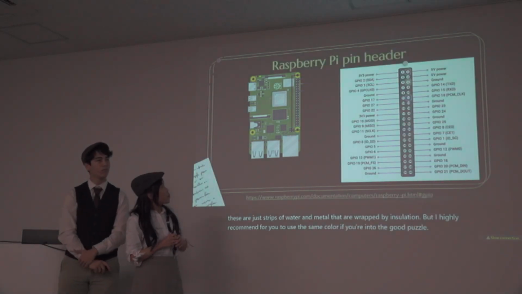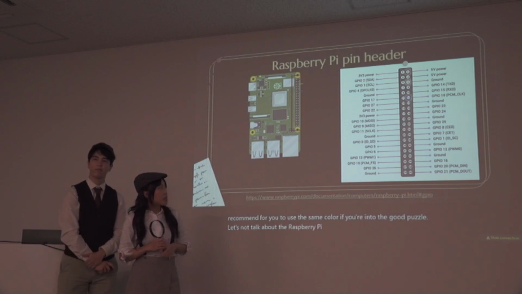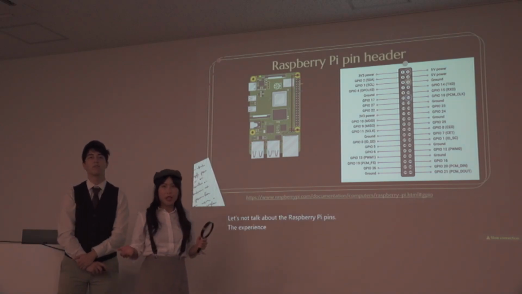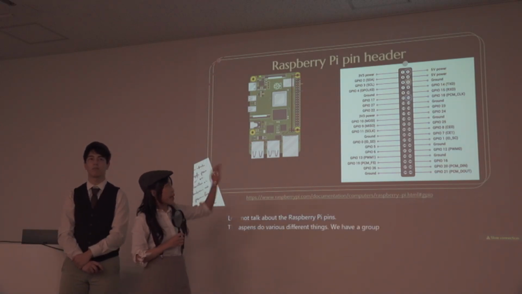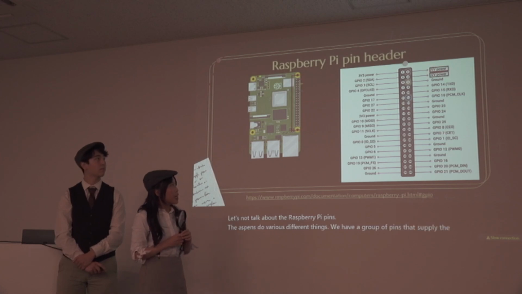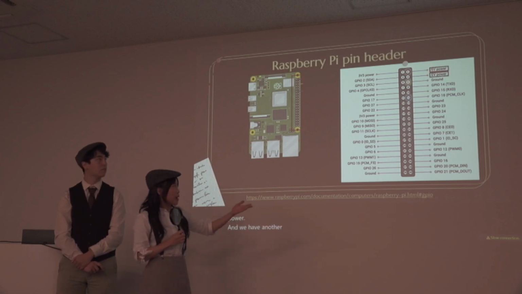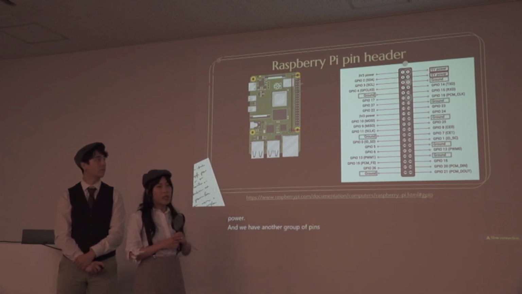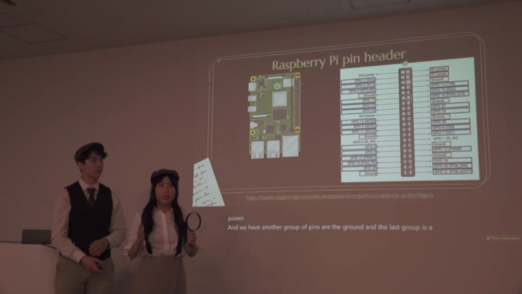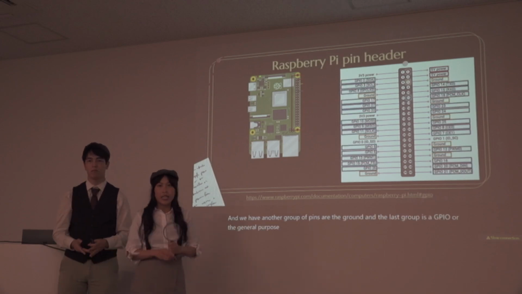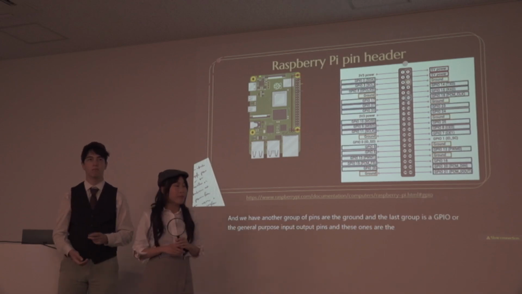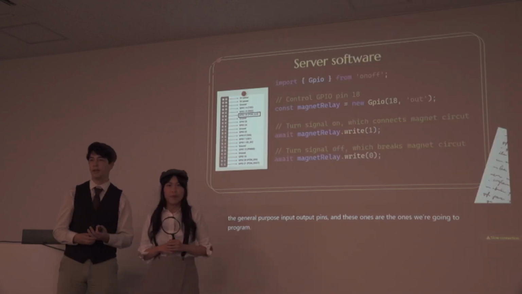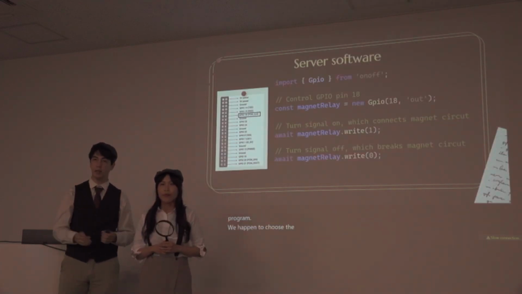Let's now talk about the Raspberry Pi pins. These pins do various different things. We have a group of pins that supply the power, and we have another group of pins that are the ground. And the last group is the GPIO, or the general purpose input-output pins. And these ones are the ones we're going to program. We happen to choose the pin labeled GPIO 18, so we can control it using that same ID in software.